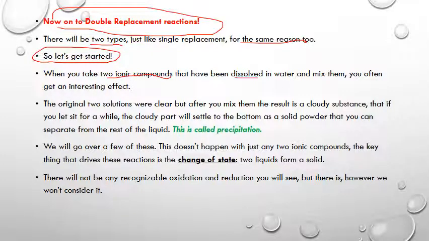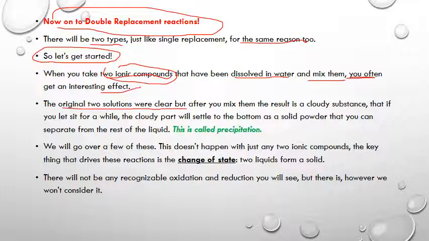For these types of reactions, you take two ionic compounds that have been dissolved in water. In the last single replacement, you just took one ionic compound dissolved in water and added a metal to it. Now you're going to take two ionic compounds, put them together, and mix them. And what you get is an interesting effect.